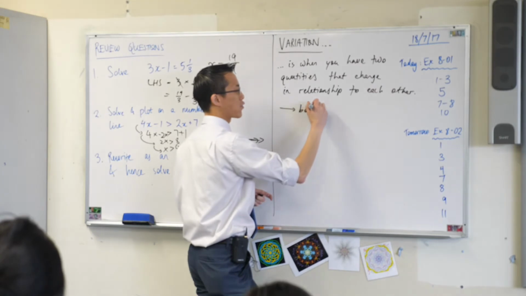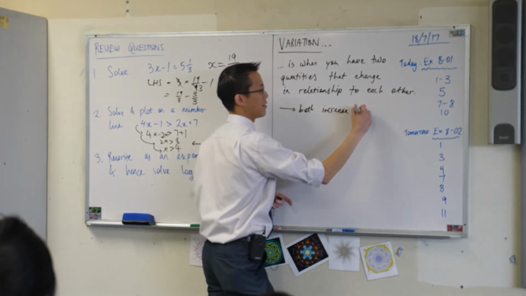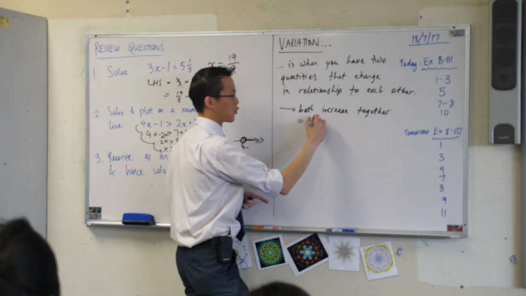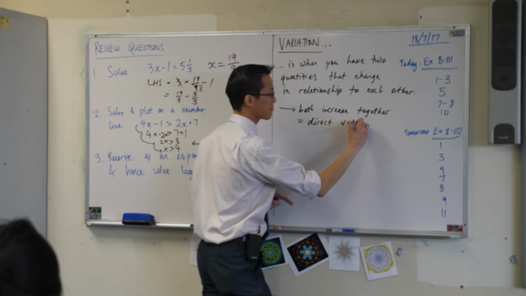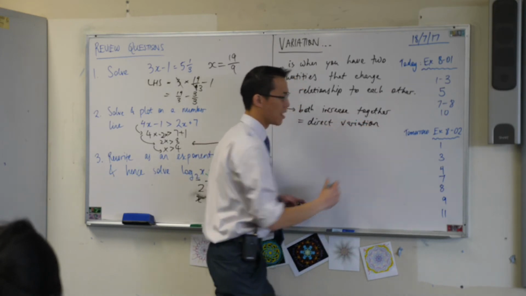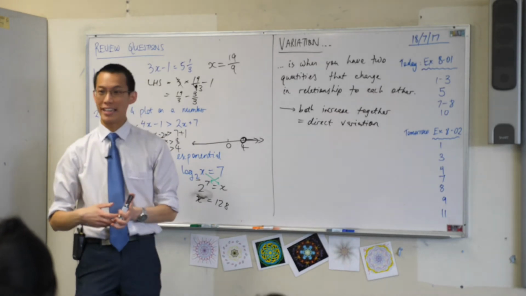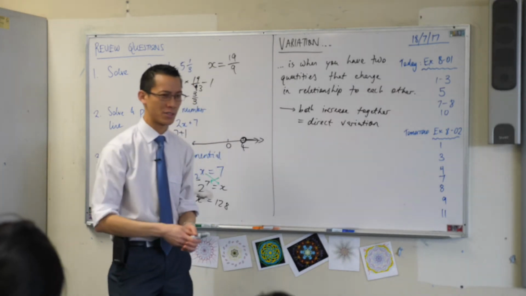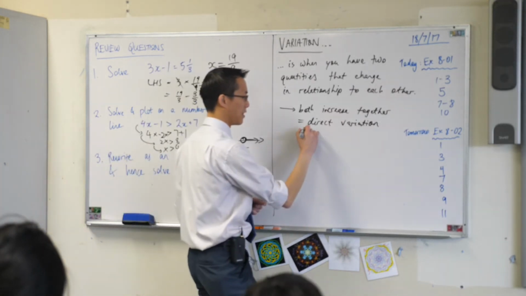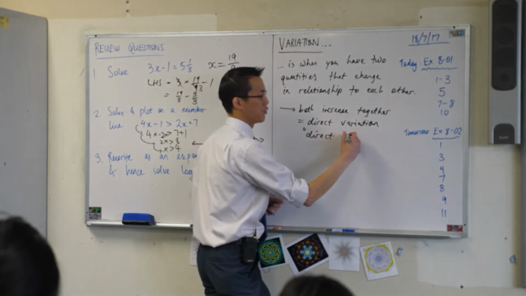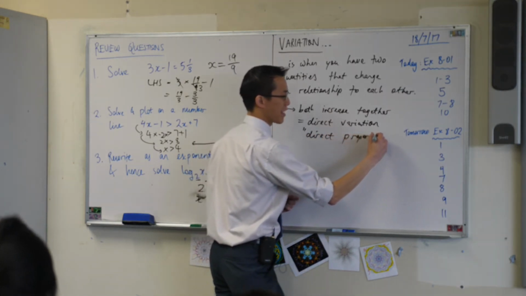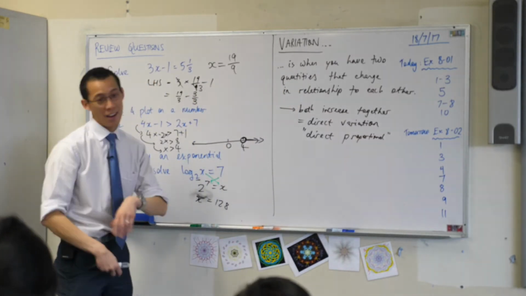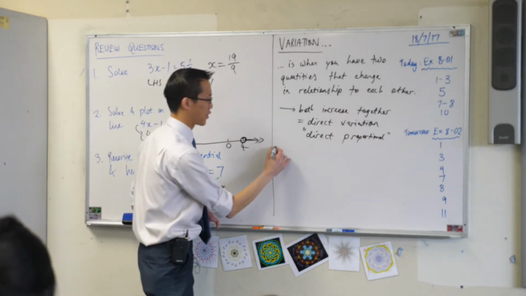So if both increase together, then we call this direct variation. They vary directly in relation to each other. Another word you might hear instead of variation, and I think the textbook's title for this is proportion. We would say that these things are proportional to each other. The number of donuts I can buy is proportional to the amount of money that I have. So this is a pretty straightforward idea to get across.